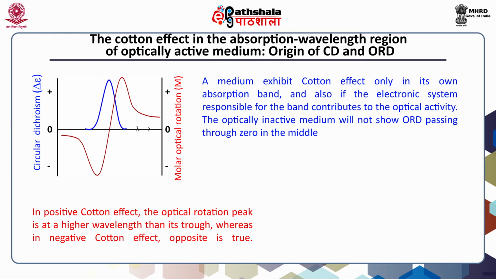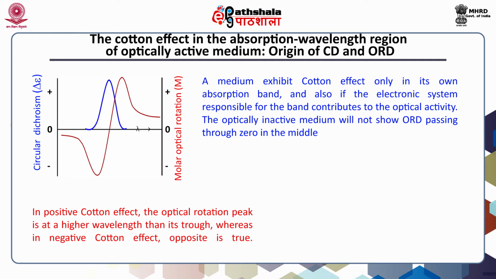If we decrease the wavelength and the optical rotation or molar rotation also decreases with decrease in wavelength, then we call it the negative Cotton effect. And two enantiomers of an optically active medium will have exactly opposite Cotton effects, or mirror images of each other.